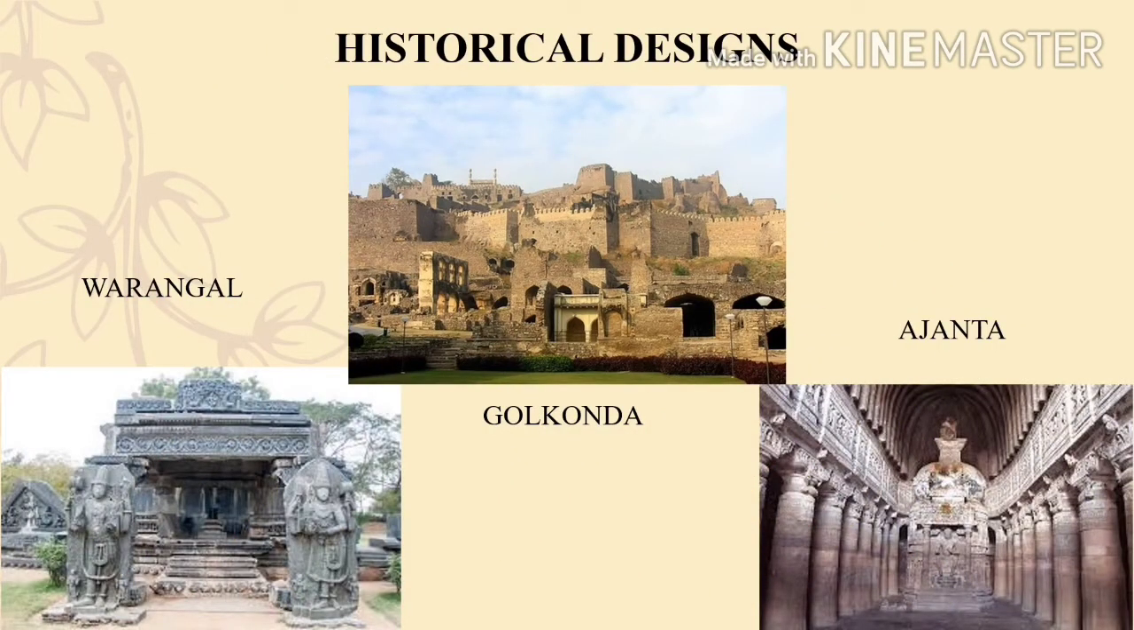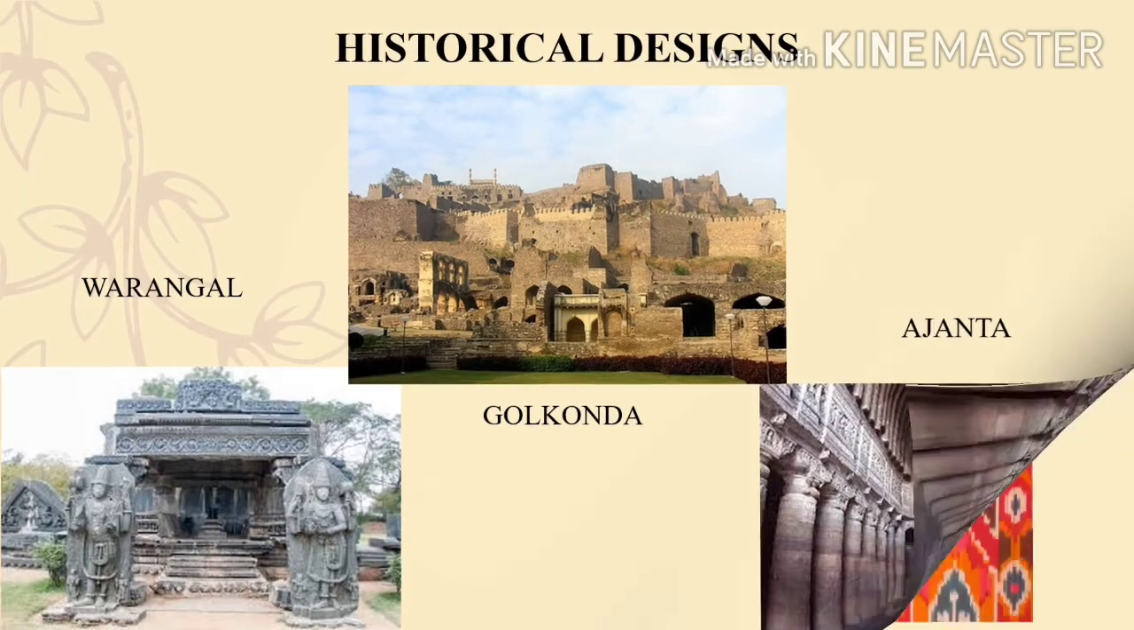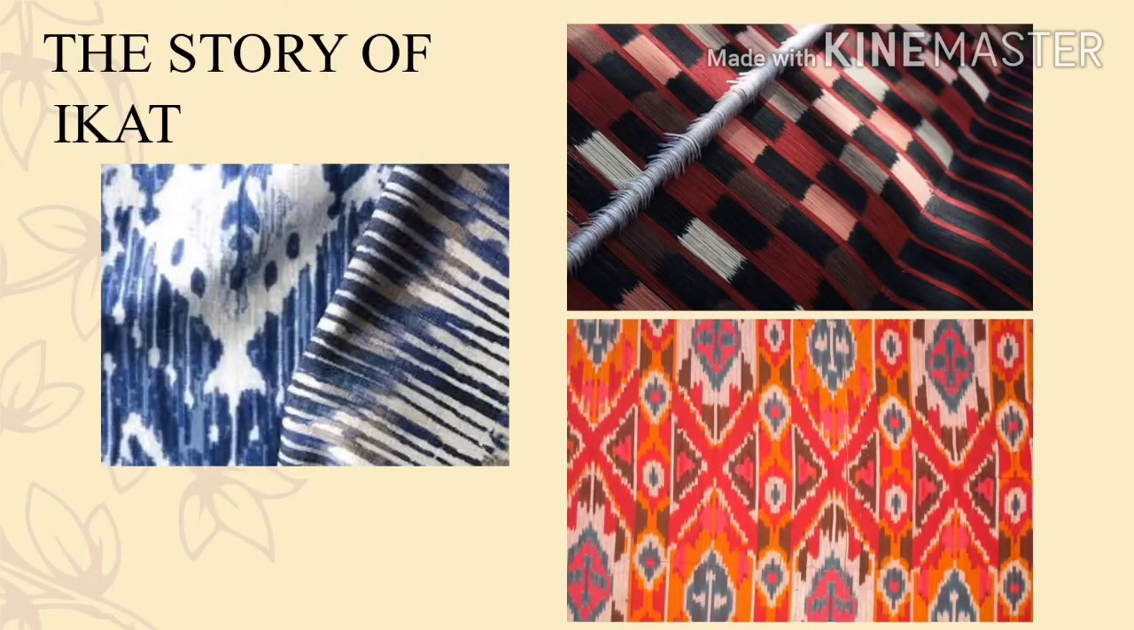We have a past history. We can see here the historical designs of our past constructions. The Warangal, Golconda and Ajanta are the marvelous designs of our history. Children, hope you understood about the greatness of our art and culture and how India is symbolized for it.